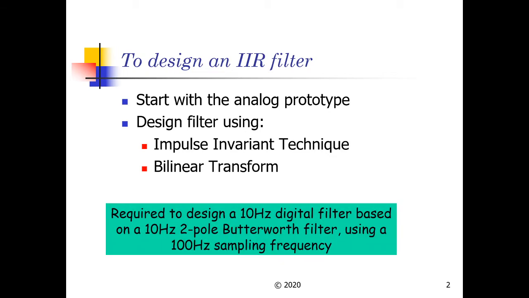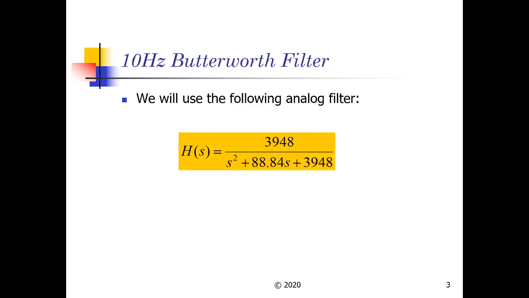So our example problem here is that we're going to be required to design a 10 Hz digital filter based on a 10 Hz 2-pole Butterworth filter using a 100 Hz sampling frequency. The equation for the analog filter is given by this here in the yellow block.